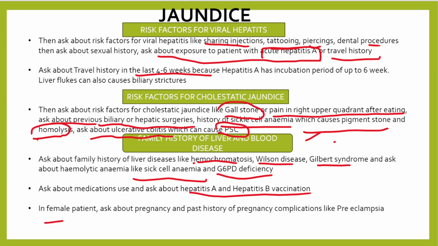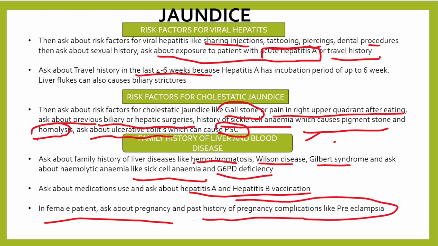In a female patient, we will ask about pregnancy, and if the patient has jaundice, then we will ask about preeclampsia, HELLP syndrome, and we will also ask whether the patient has had any previous pregnancy with these complications, because once they have these complications, they can develop them again in a following pregnancy. So we will ask about those things as well.